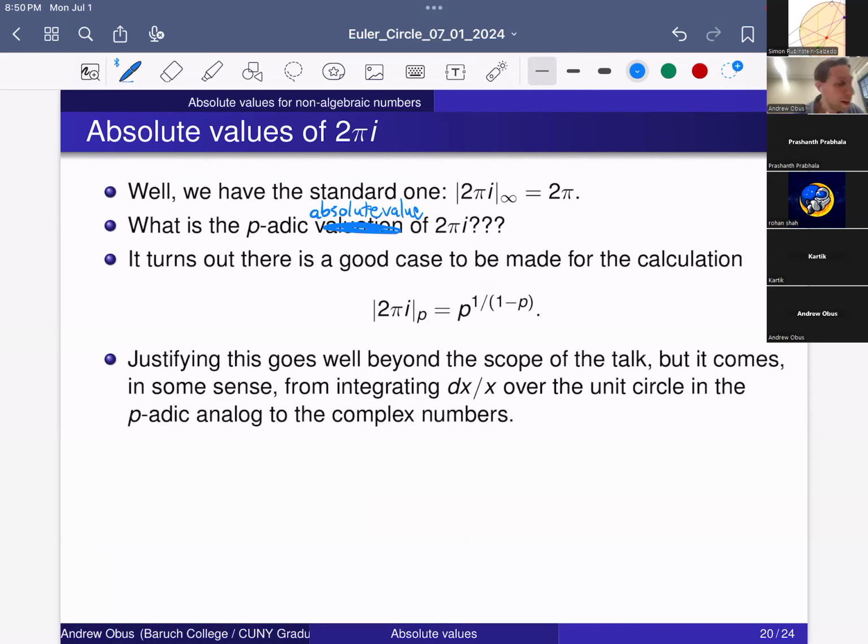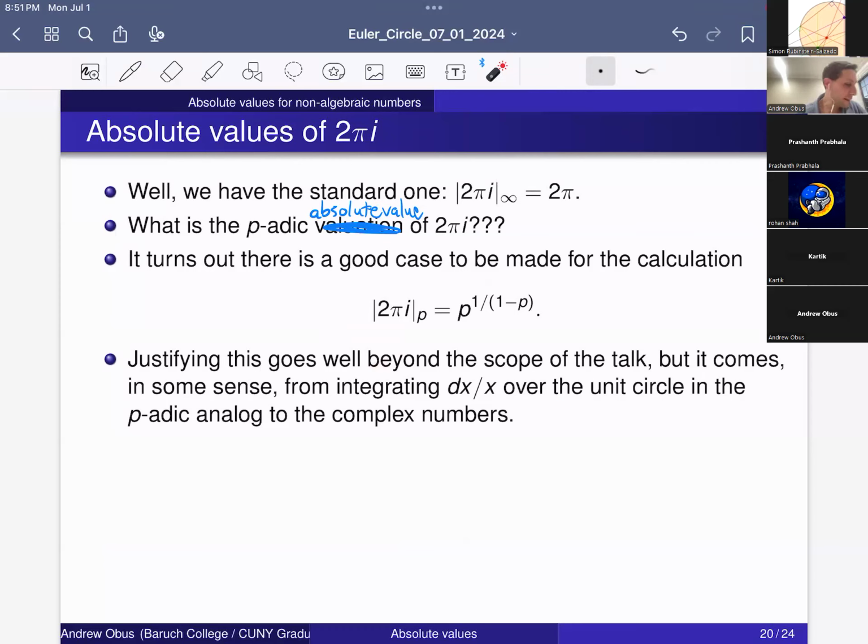That's kind of untenable. So it turns out there's actually a good case to be made for the calculation that the p-adic absolute value of 2 pi i is p to the 1 over 1 minus p. Okay, so that 2 pi i, how many times does p divide it? It actually divides it 1 over p minus 1 times.